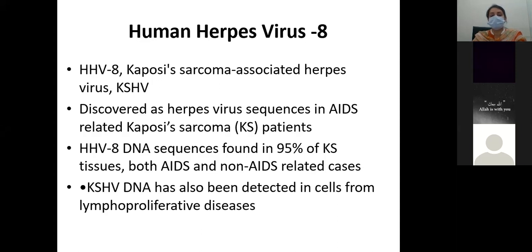Next is human herpes virus 8, the Kaposi sarcoma associated herpes virus. It was discovered as herpes virus sequences in AIDS-related Kaposi sarcoma patients. Human herpes virus 8 DNA sequences are found in 95% of Kaposi sarcoma tissues, both AIDS and non-AIDS related cases. Its DNA has also been detected in cells from lymphoproliferative diseases.